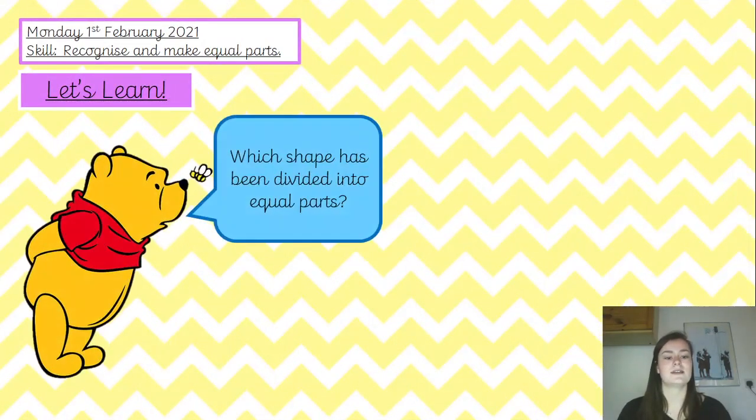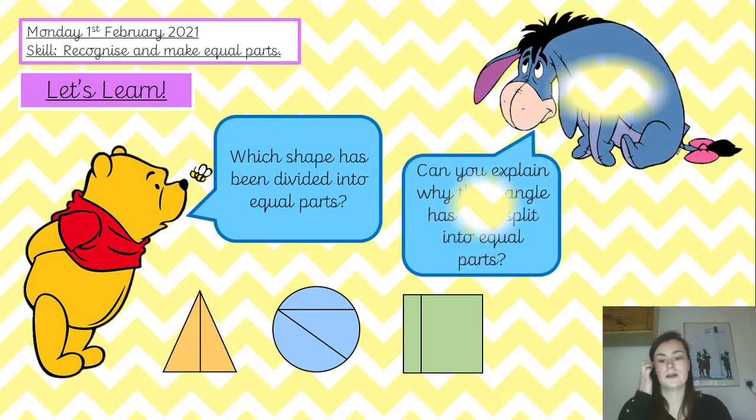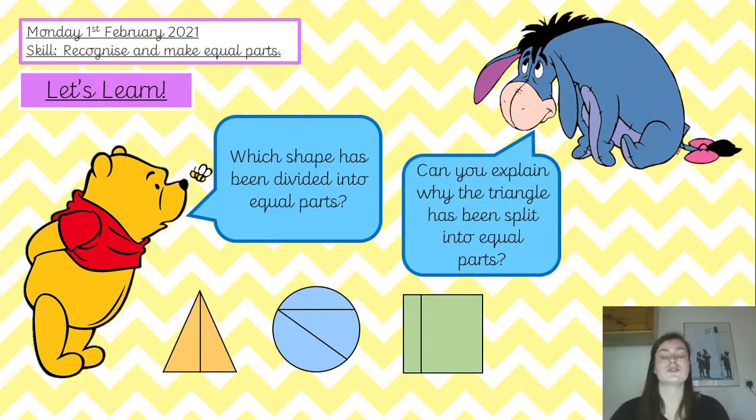Okay, let's have a look at another one. Which shape has been divided into equal parts? So pause the video and have a little think. Okay, so can you explain why it is the triangle that has been split into equal parts? So think about what I just said with the cake. Can you explain to your partner or whoever you're working with why it is the triangle that has been split into equal parts and not the circle or the square? Pause the video and have a go.